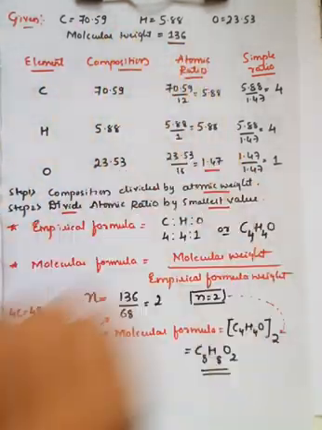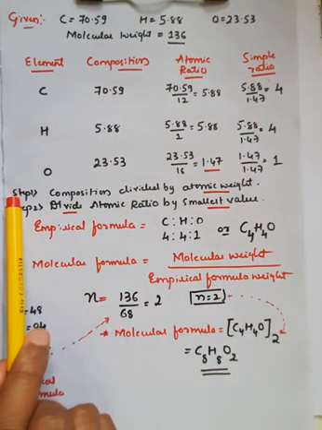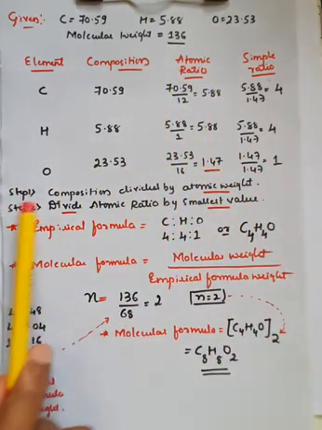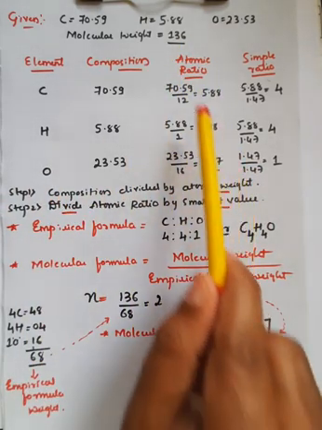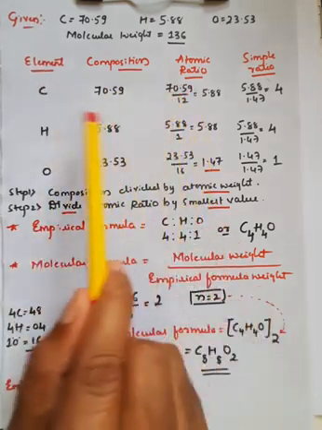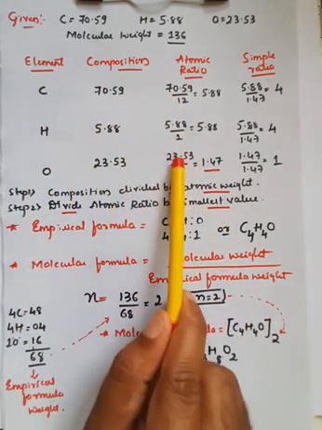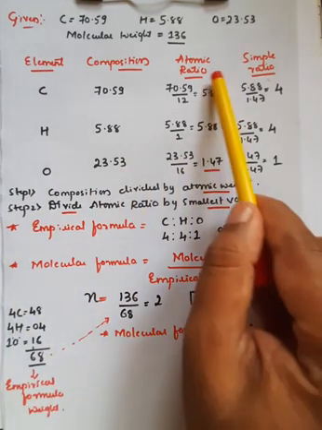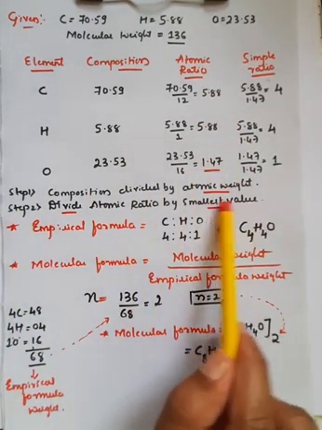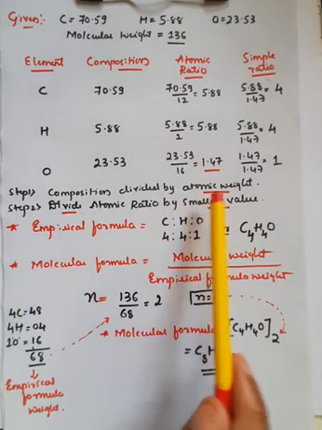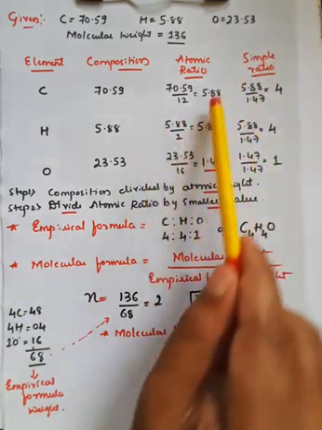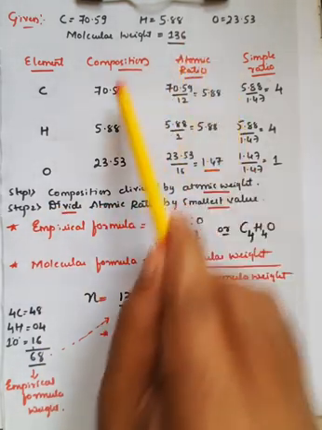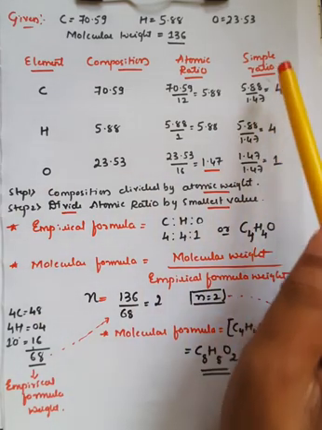In the case of atomic ratio, the first step is composition divided by atomic weight. For the calculation of atomic ratio, you take the composition of carbon divided by its weight, the composition of hydrogen divided by its weight, and the composition of oxygen divided by its weight. You will get certain values. In the second step, out of these values, you choose the smallest value, and by choosing the smallest value we calculate the simple ratio. Divide all the atomic ratios by the smallest value. Therefore you will get a certain ratio.